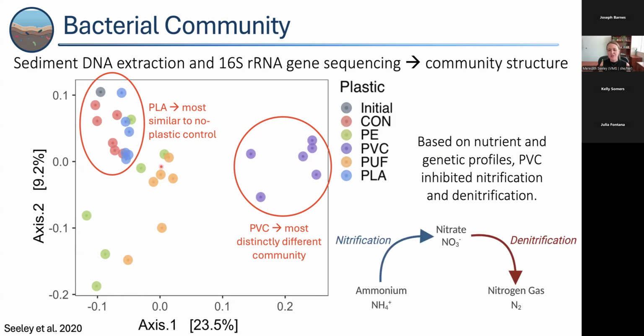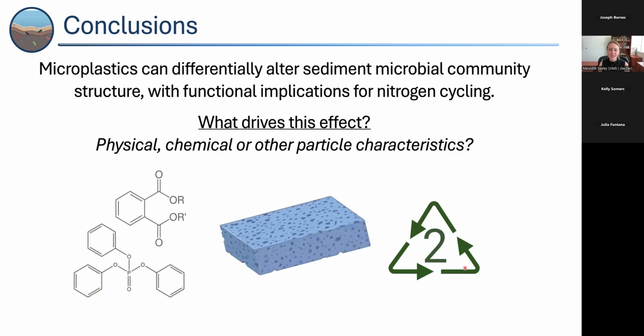One important conclusion that we drew with a lot of other data, which I won't have time to dive into today, is that this PVC community was not only different in its structure and who's there, but also in what they're doing. And so we actually saw inhibition of nitrification and denitrification in sediments where PVC was added. So this is a really interesting finding because this tells us that microplastics in themselves can actually alter how microbial communities structure themselves in these important coastal salt marsh sediments and how they function for biogeochemical cycling for the entire system.